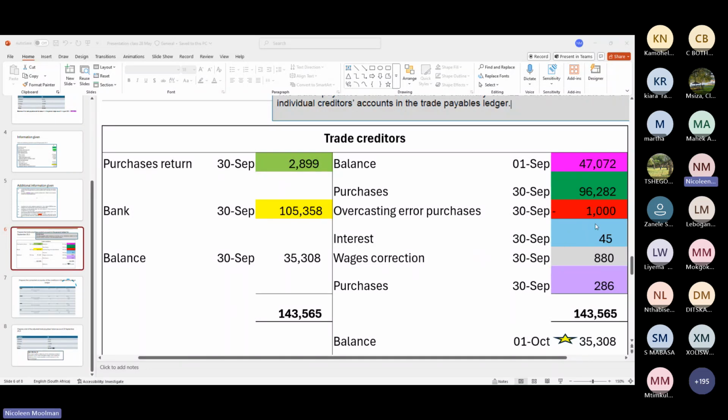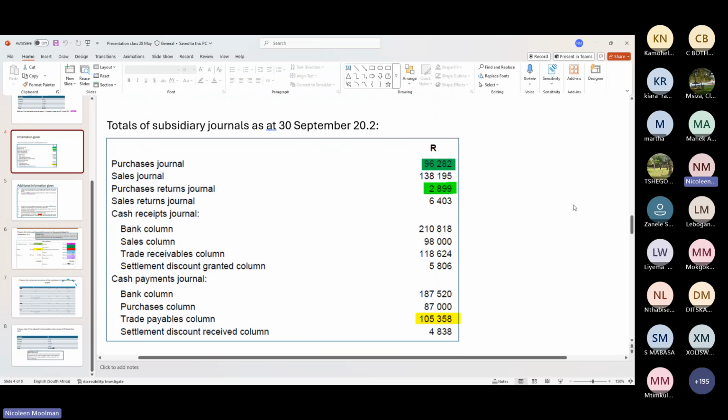And why does the bank include settlement discount received? This is all just for information provided. We didn't have to do anything with the settlement discount provided. They will include lots of numbers in a question like this, but you need to know which numbers to pull out and use when you address your question.